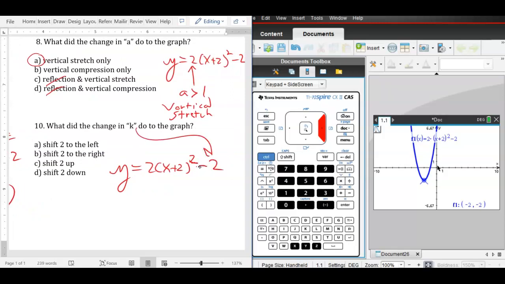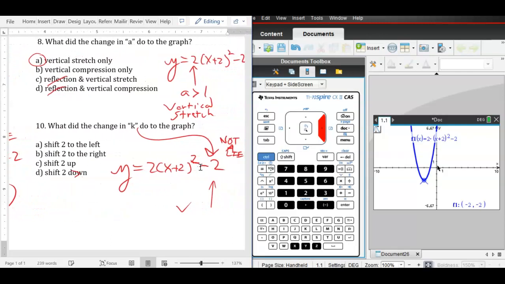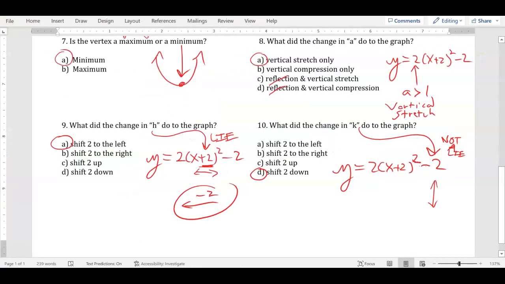All right, so K is right here. K is not a lie. Okay, and it's vertical. This one was horizontal, right? Left to right. Okay, anyways, so the vertical, hello, -2 is going to go down 2, and you can see that on the graph, went down 2 from the origin. That's it. Pretty straightforward.